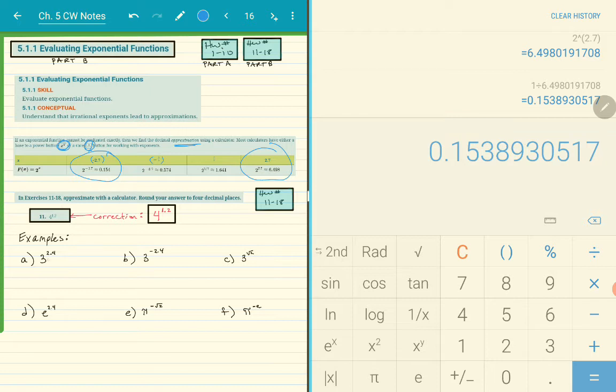these with the calculator. So notice these are decimals and radicals, irrational numbers, numbers that we cannot evaluate just by multiplying it out. So we can't get the exact answer, so we need to use a calculator and approximate using a decimal.